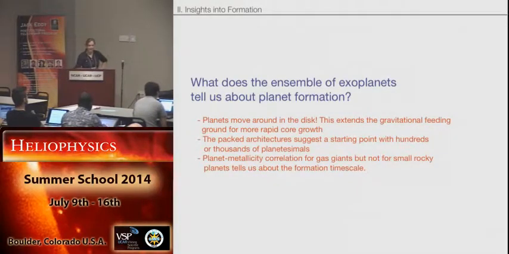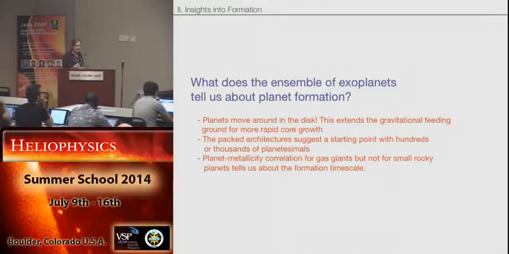Okay, so what does the ensemble of exoplanets tell us about planet formation? I know I'm running out of time. The most important thing is that it tells us that planets move around in the disk. That extends the feeding ground for planets so that there can be more rapid core growth. The packed architectures that we see suggest an initial state where there are hundreds or thousands of planetesimals all competing and accreting. And the planet-metallicity correlation exists for gas giant planets, telling us that it helps boost the efficiency of core formation early on, but doesn't hold for small rocky planets.